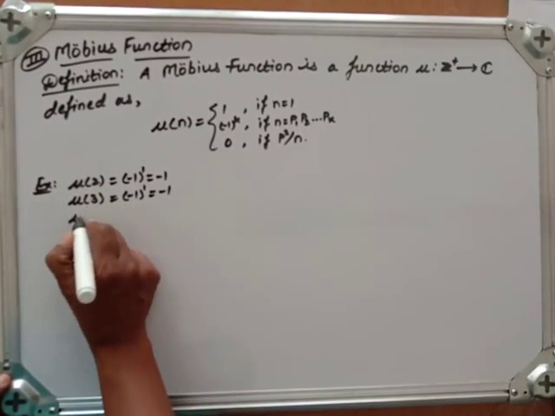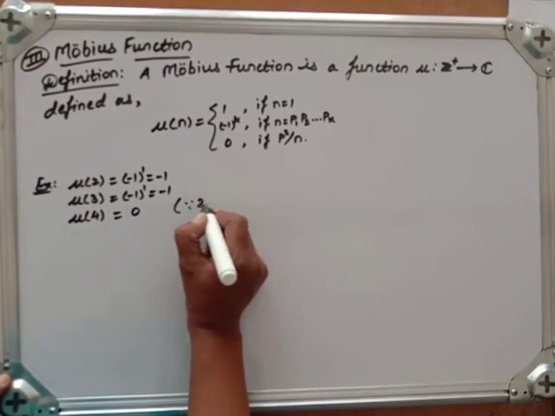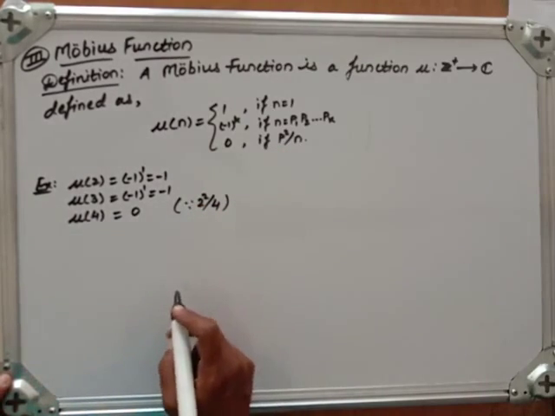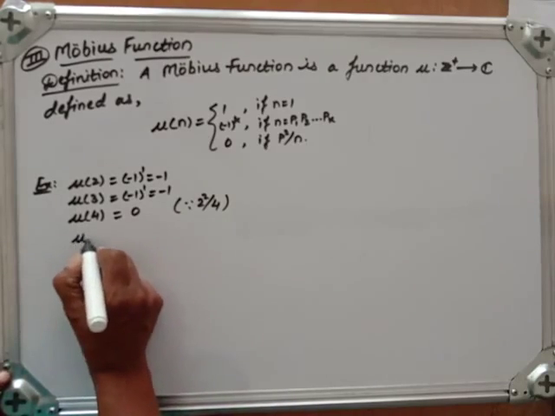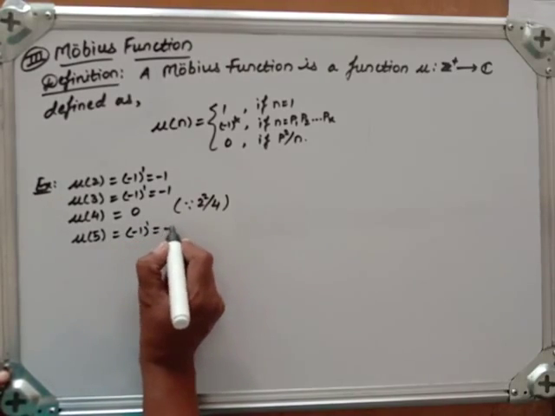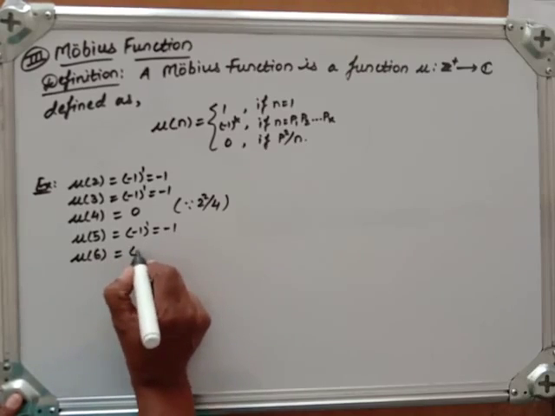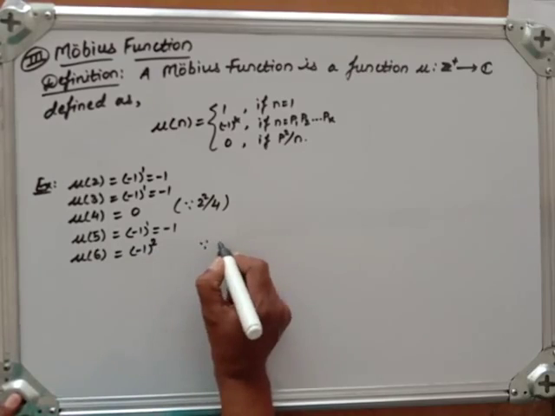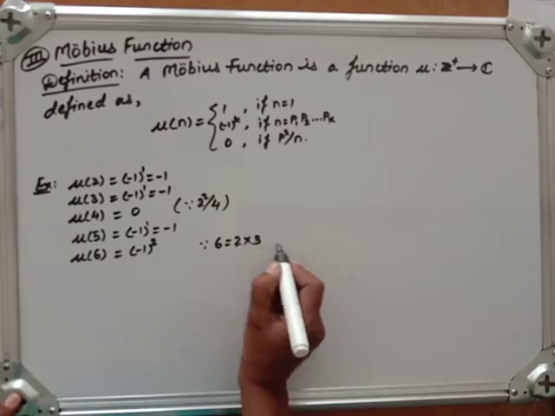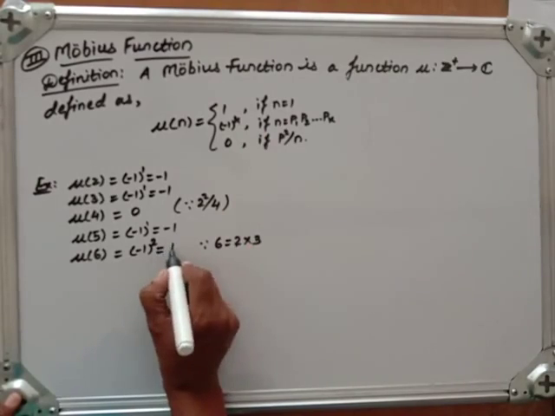Again, mu of 4. Mu of 4 is 0. Why is this? Since 2 square divides 4. P square divides n. Fine. Next, what about mu of 5? 5 is again a prime, so it is (-1) raised to 1, so -1. What about mu of 6? Mu of 6 is (-1) raised to 2. Why is this? Since 6 is equal to 2 into 3, so 2 prime numbers are there. That was the power here. So it is 1.